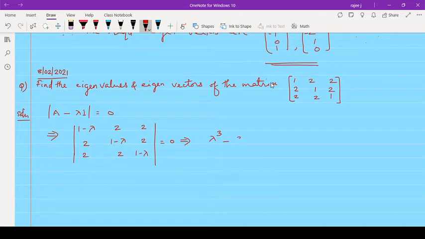3 lambda square minus 9 lambda minus 5 is equal to 0. So on expanding this determinant, you will get this equation: lambda cube minus 3 lambda square minus 9 lambda minus 5. As we discussed earlier, you can use the formula lambda cube minus sum of diagonal elements into lambda square, and so on. Otherwise, you can directly open the determinant and solve this question. Either of these you can select.